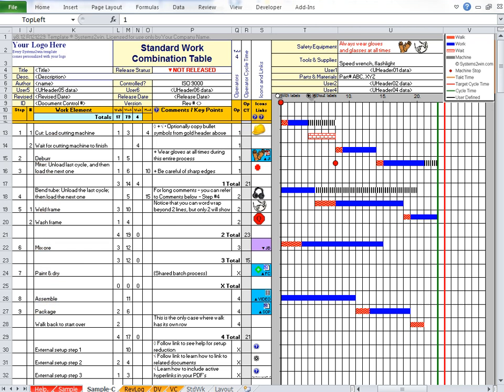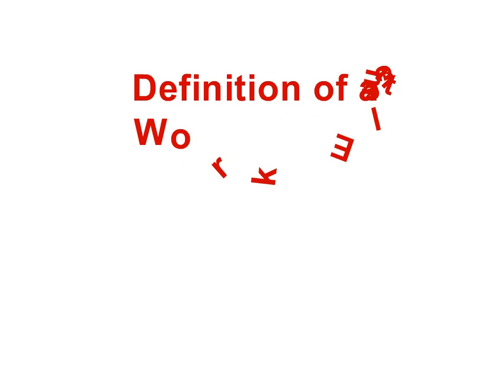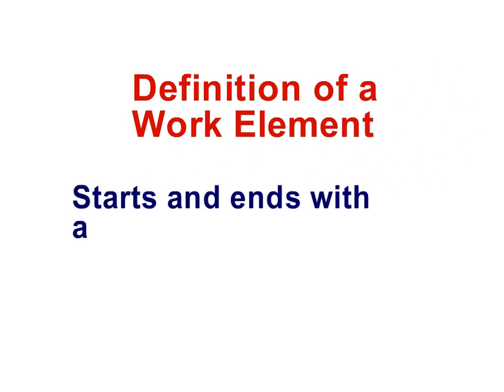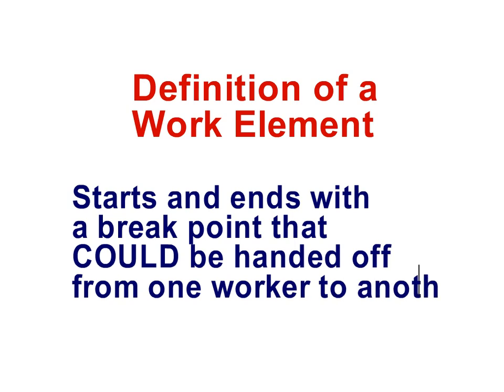Now, probably the single most important thing that you're going to learn about standard work is the definition of a work element. When you're training your people how to do time observation, by far the most important thing you're going to teach them is how to identify breakpoints in the work where the work could be handed off from one worker to another.